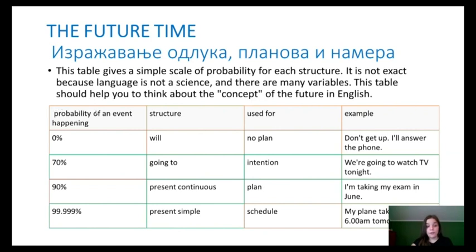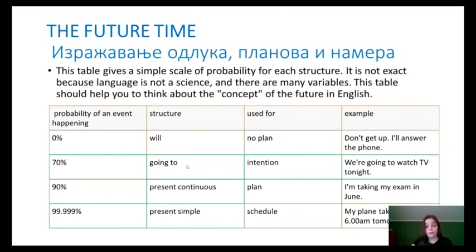So first up, we have probability of an event happening, then the structure used, then what it is used for, and an example at the end. So if we use the structure will, probability of an event happening is 0. It is used for when we have no plan, and an example is: don't get up, I'll answer the phone.